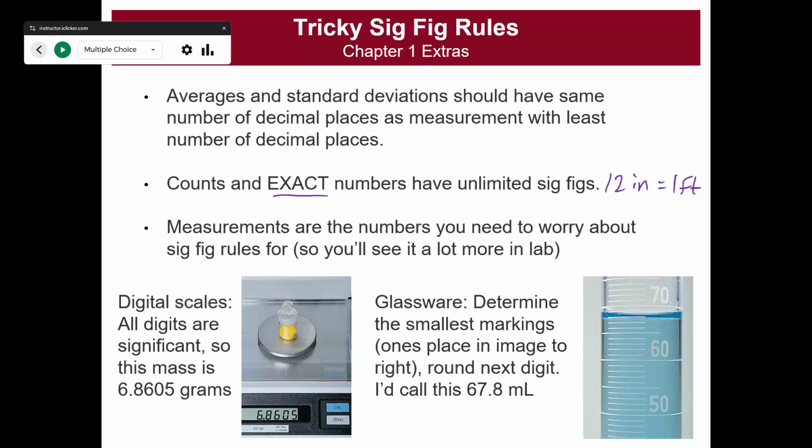You look to where you can identify it for sure, which is, in my opinion, between this marking and this marking, because I'm looking for the bottom of that meniscus. So that's between 67 and 68, closer to 68. So I call it 67.8. You'll get lots of practice with that in the lab, though.